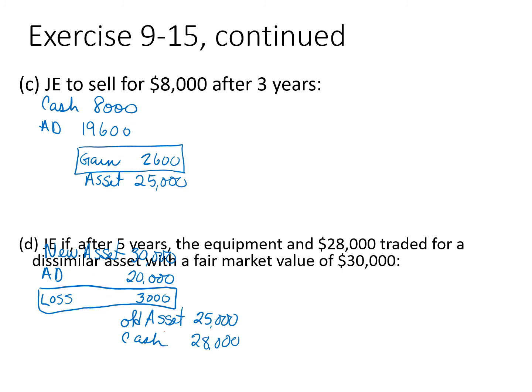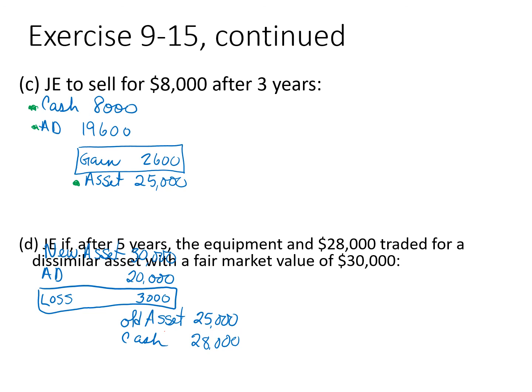If instead I sell it for $8,000 after 3 years, notice the accumulated depreciation debit and the asset credit stay the same. I add in that I received cash of $8,000, and so now I look at this and say, what do I need, debit or credit, to make this balance? And I need a credit for $2,600, and since it's a credit, it will be gain on disposal or gain on sale for $2,600.